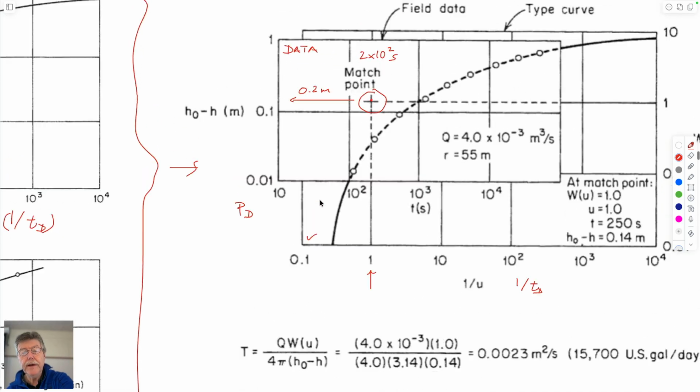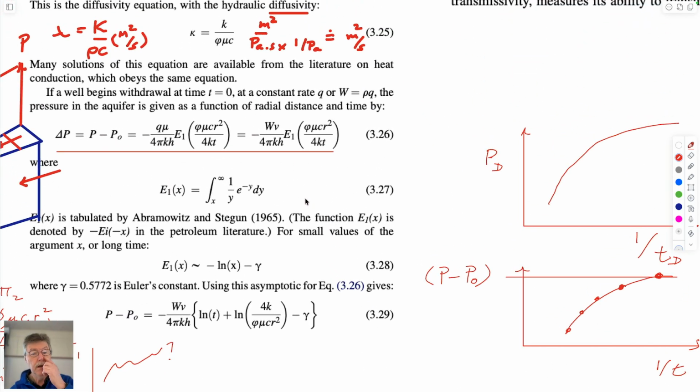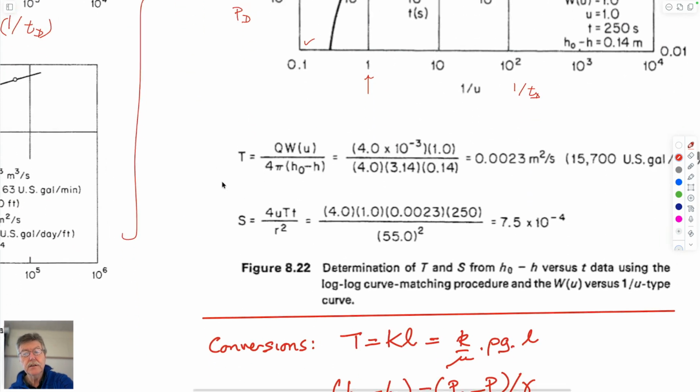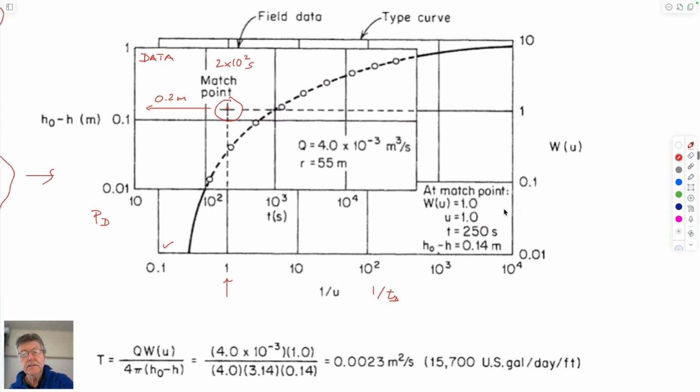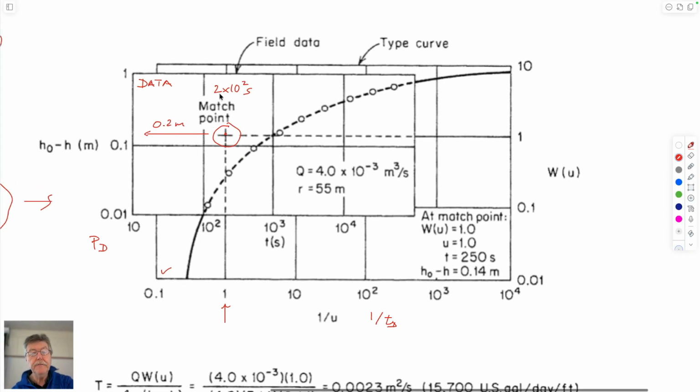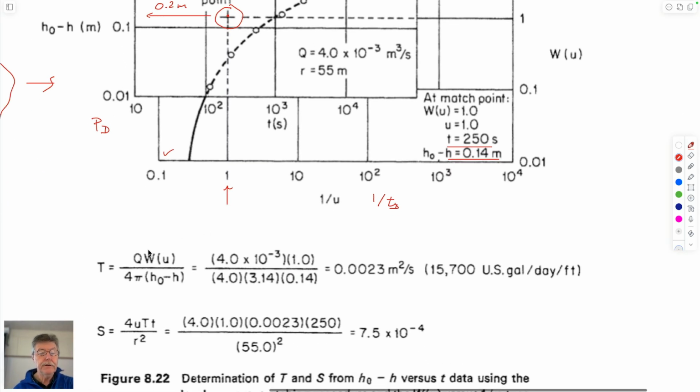And so then you go back to the definition of these components, and you know that you need to match these expressions. So this is it. I guess it's 2.5 times 10 to the 2, 250 seconds, and it's 0.14, not 0.2. And then you can use the values of this parameter here, which, because we've chosen the match point at 1, and we have this value, this will give us the transmissivity.